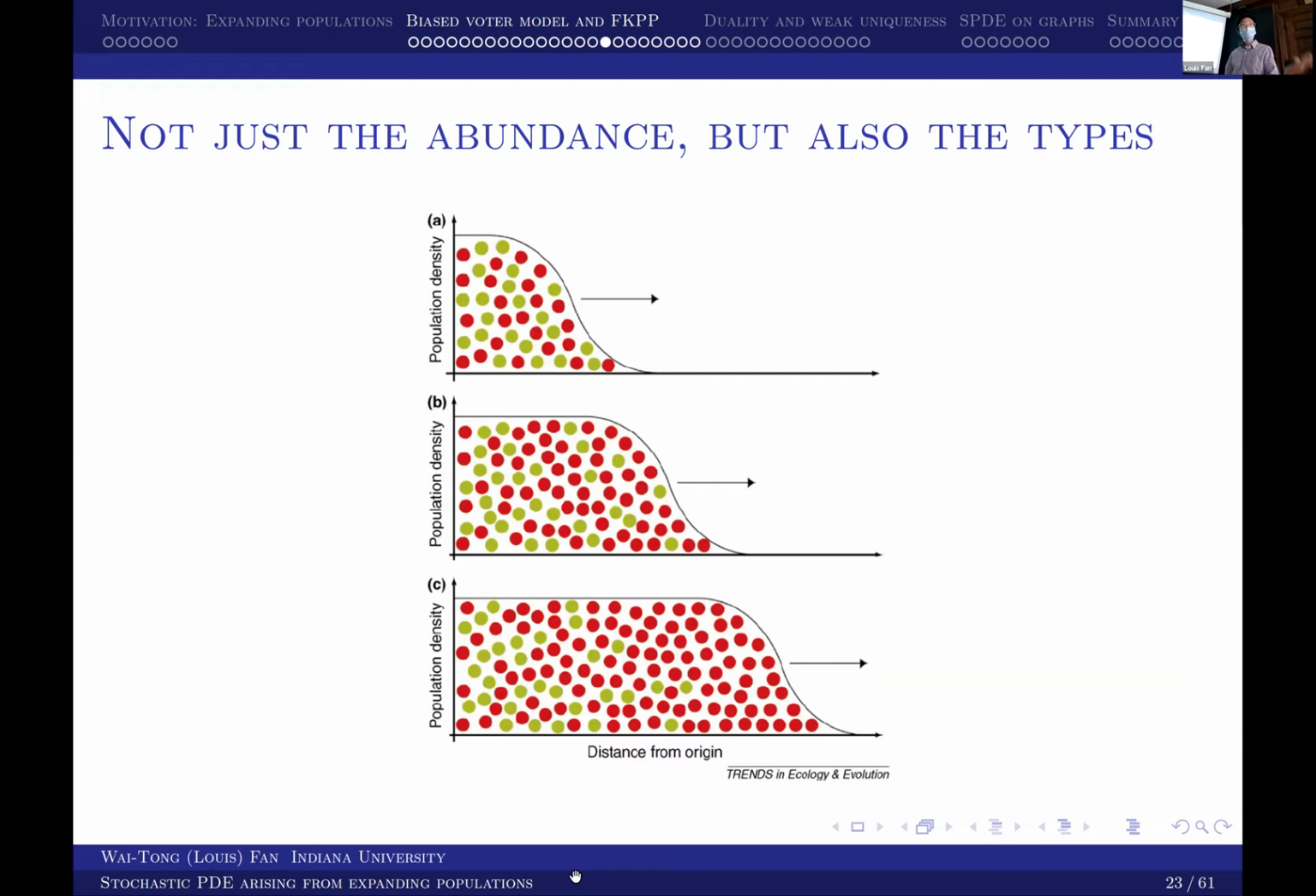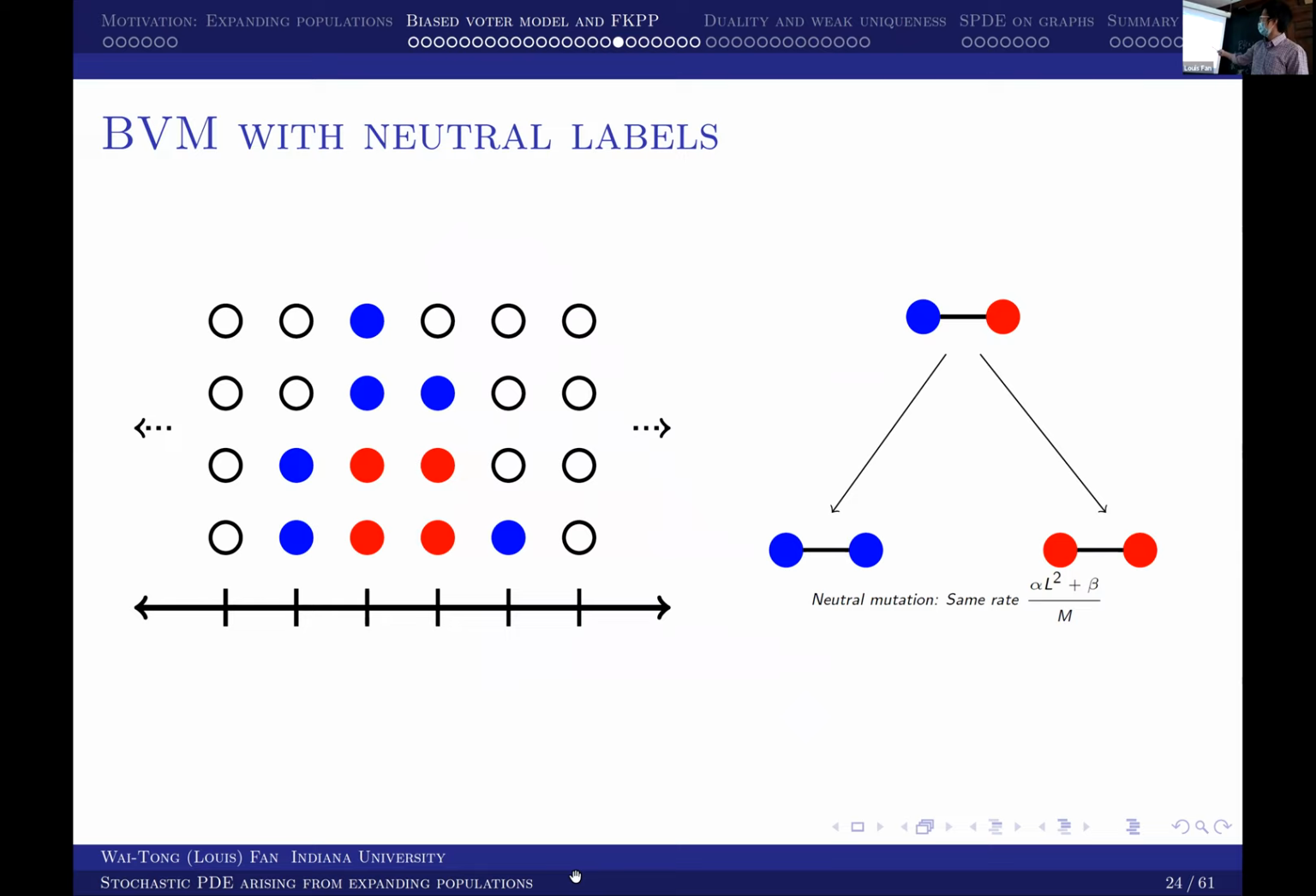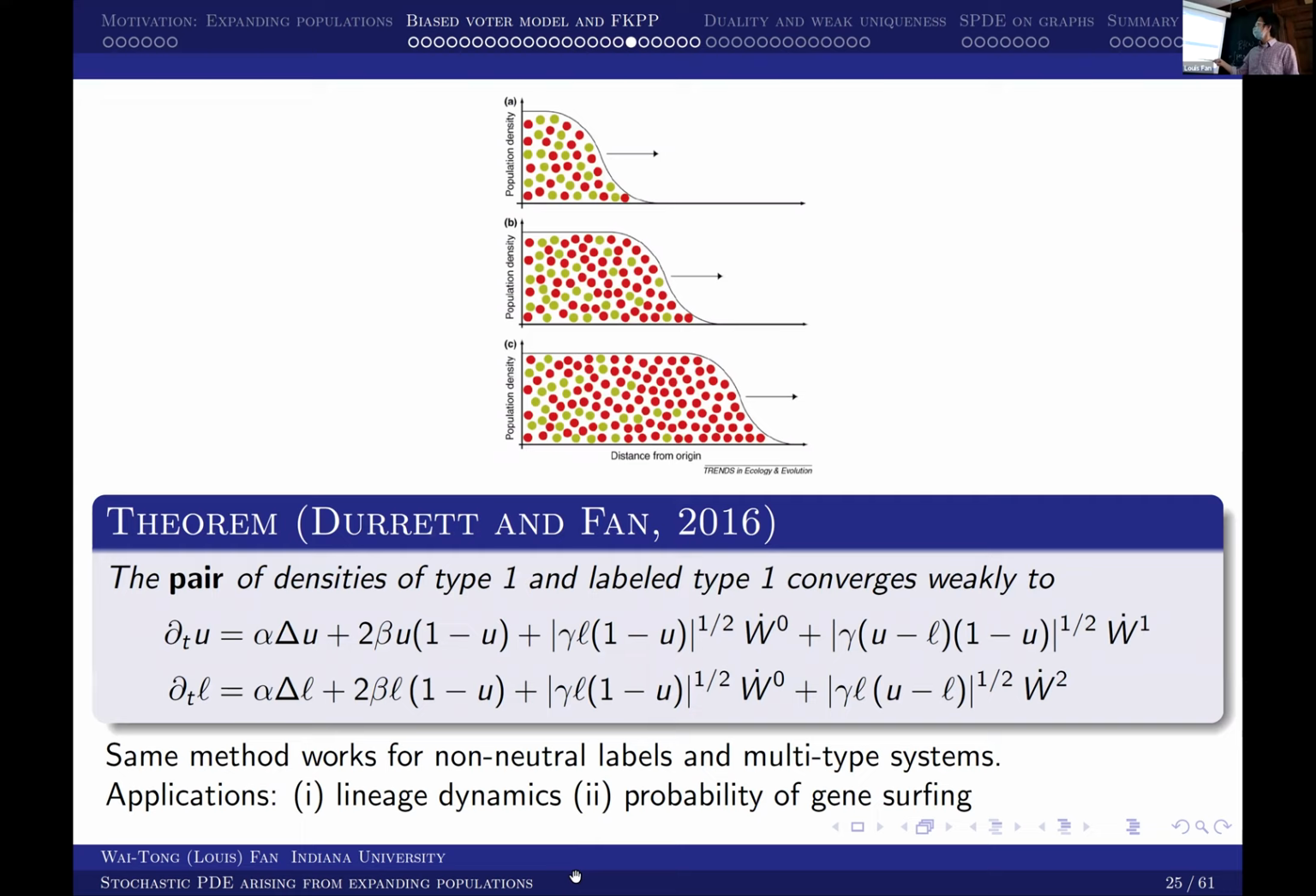This is typical, but we want to quantify the probability of being one color versus the other. So in the bias voter model, we introduce two colors, and they don't have a selective advantage. We call it the bias voter model with neutral label. Let's say the red is labeled type one. And then the result is a joint SPDE, so we have a system of SPDEs. Actually, the first time I wrote down M colors, and then Rick Durrett said, let's just keep it simple. We want to write down just two colors to make things more transparent.